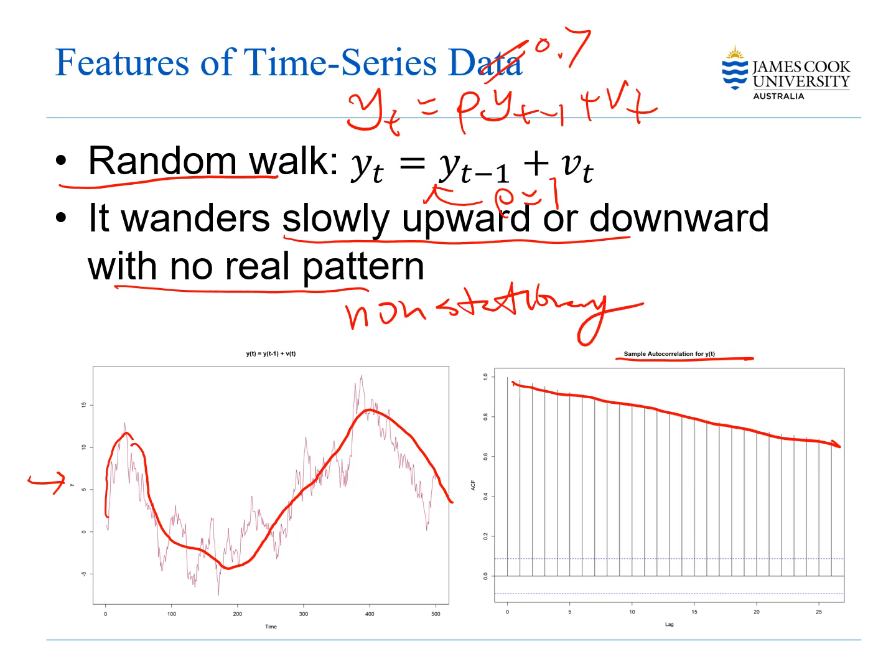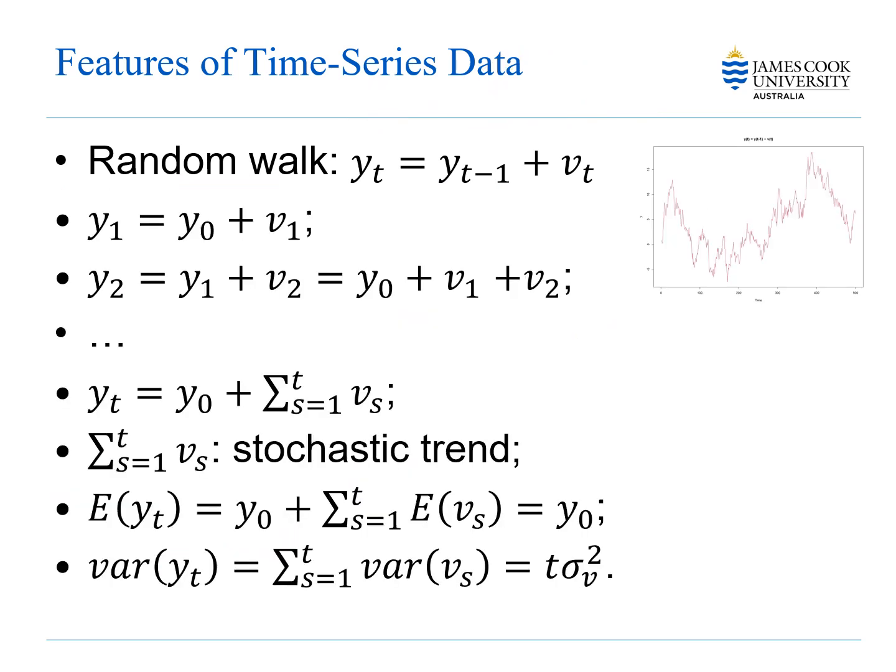Or we can see that it contains a stochastic trend. Previously we had a deterministic trend, right? So now we have a stochastic trend. Okay, what do we mean by these stochastic trends? So this is our random walk process where Vt is i.i.d., standard normally distributed.